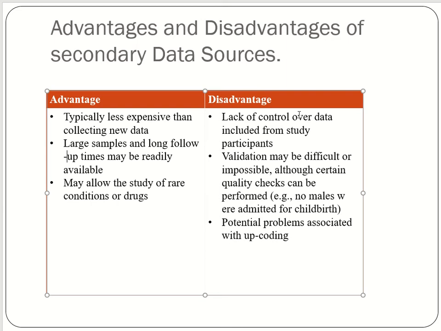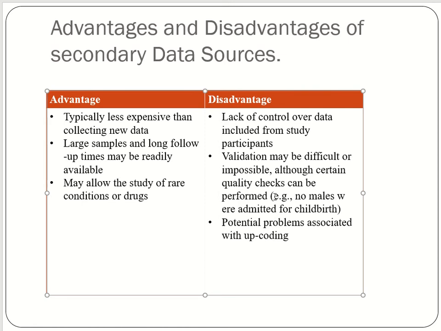The disadvantage: lack of control over data included from study participants. Since the data has been collected for a purpose that is not the one for the study, you have no idea or no control of what kind of variables have been collected. Validation may be difficult or impossible, although certain quality checks can be performed. If you think about it, if the data has been collected for many years, sometimes it will be very hard to go back and check if the patients 20 or 30 years ago really had a certain type of outcome. But in certain instances, it may be possible.